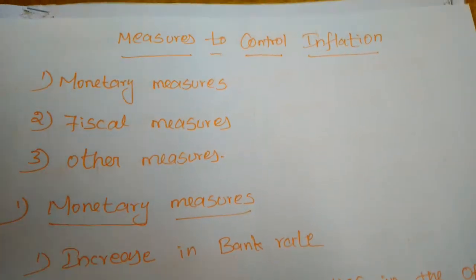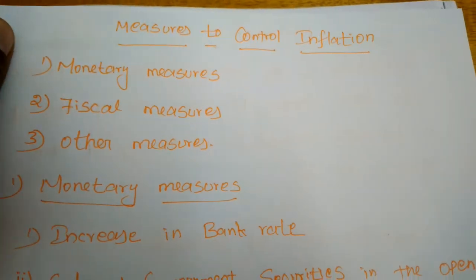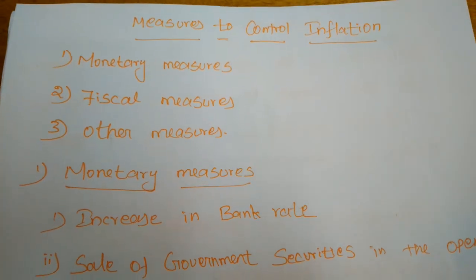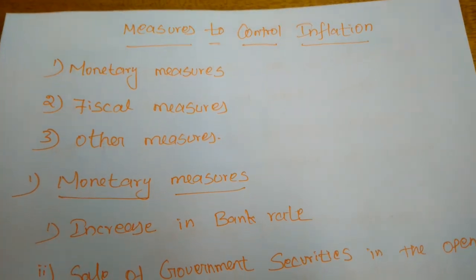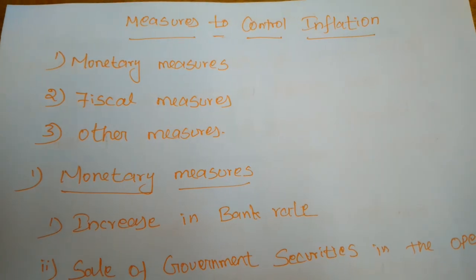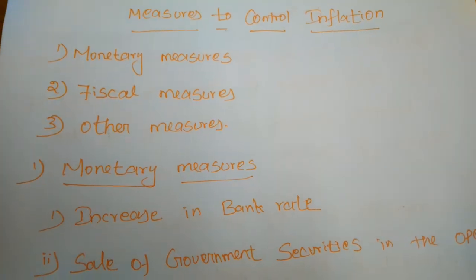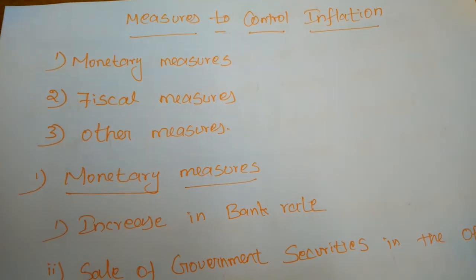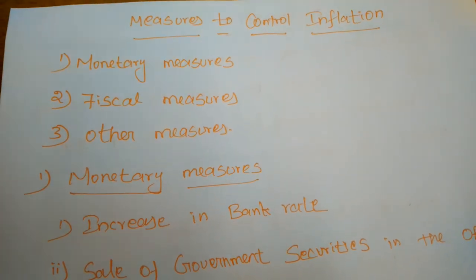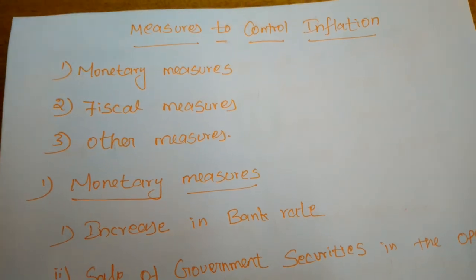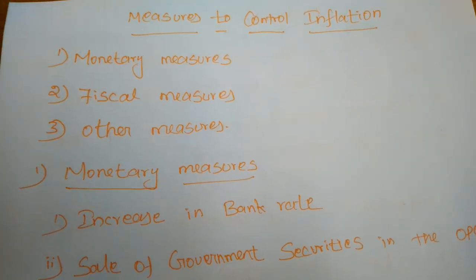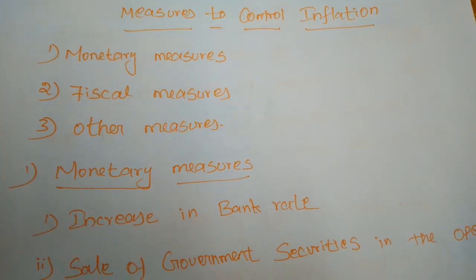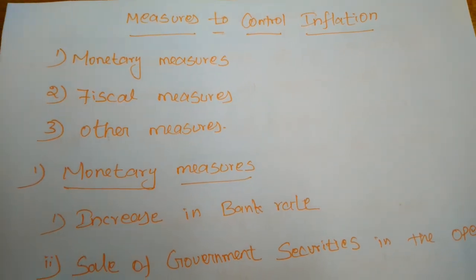Okay students, next, measures to control inflation. We have studied many reasons for the rise of inflation, and many problems arising because of inflation on the production and distribution side. If this situation goes on continuously, our economy will be affected very much. So the government must take some measures to control the inflation situation.